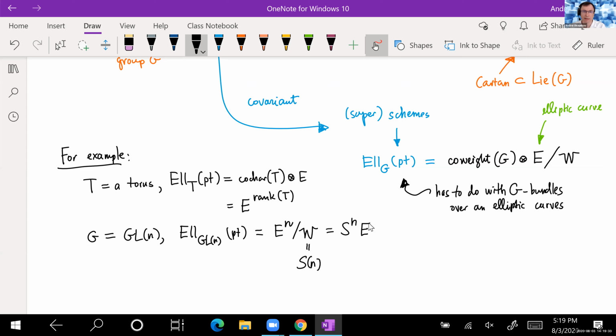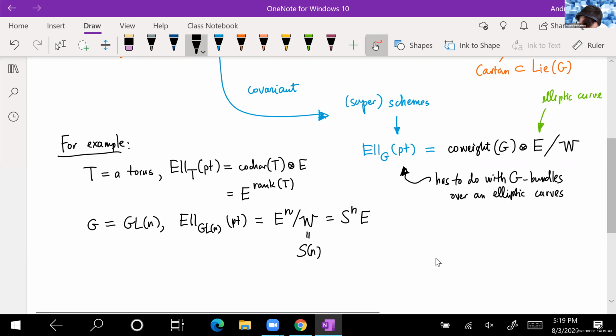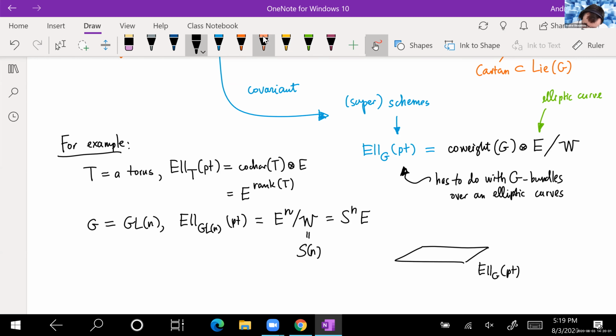So this is the set of n unordered points on an elliptic curve. This is a set of n ordered points. This is a set of n unordered. And this is the space, the scheme. You should think of this as like elliptic homology of a point, and over that sits something which is of finite length. So it's kind of finitely many copies of that stuff.